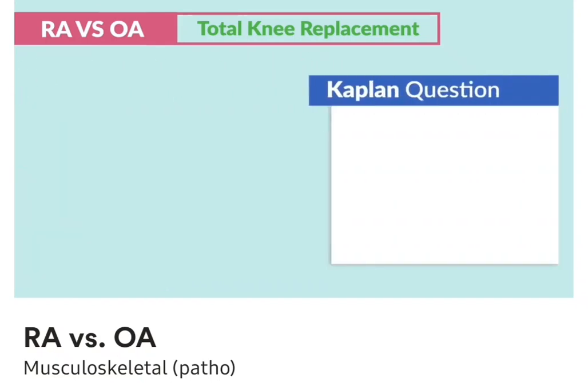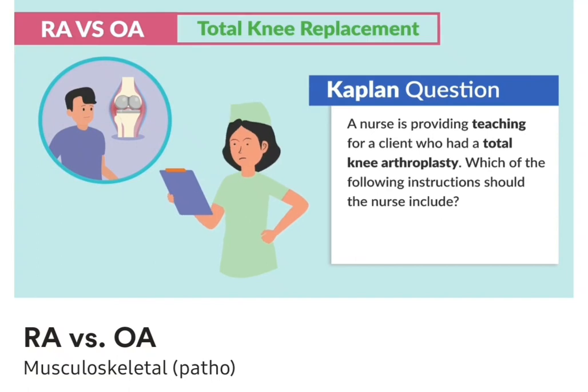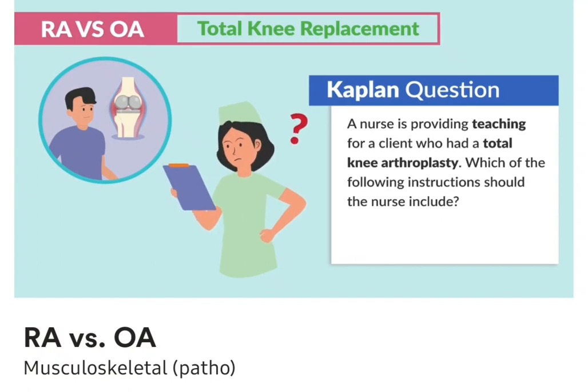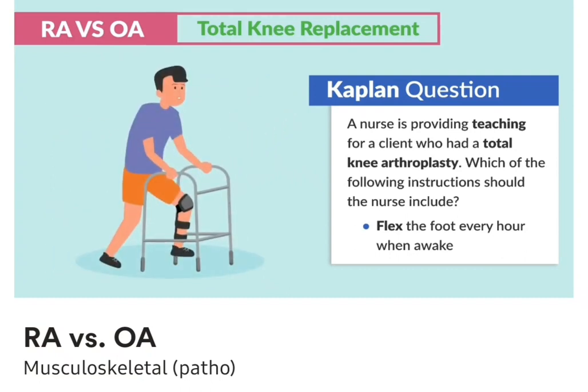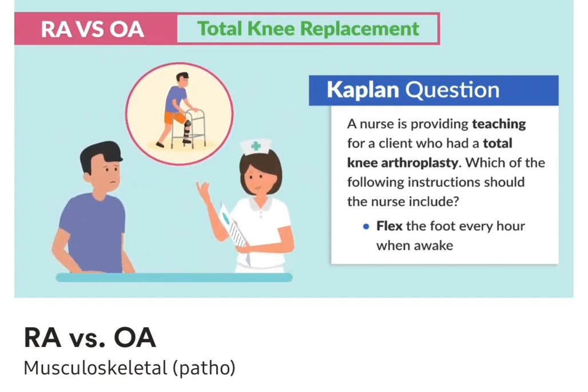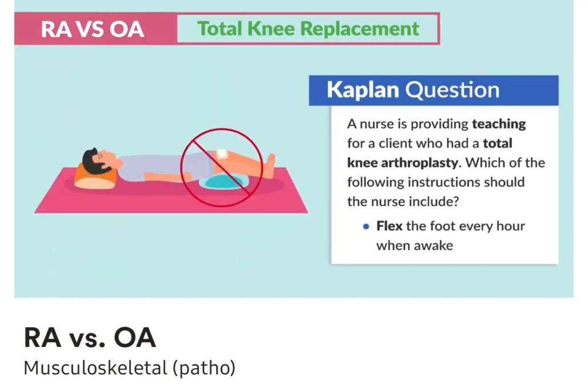So Kaplan mentions, a nurse is providing teaching for a client who just had a total knee arthroplasty. Which of the following instructions should the nurse include? Flex the foot every hour when awake. Yes. And always ambulate early. Bearing weight on the knee with ambulation is recommended. And again, never place a support pillow under that operative knee.